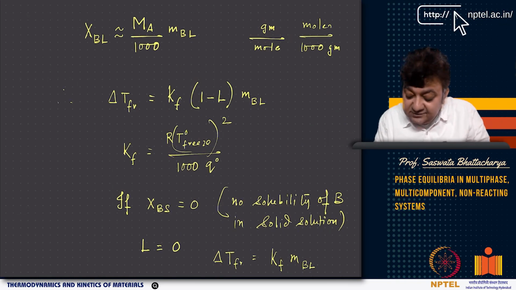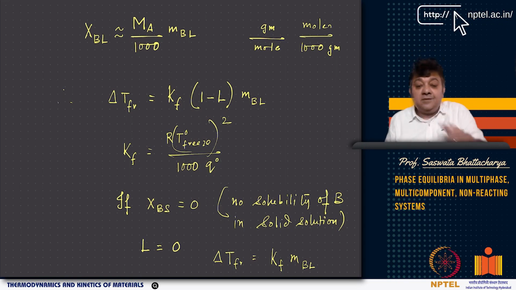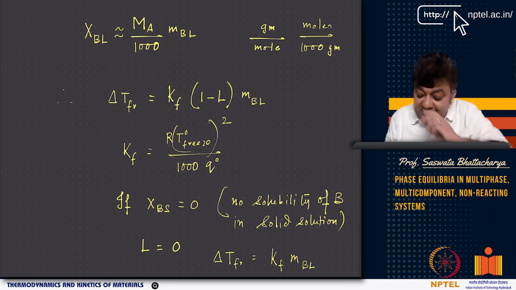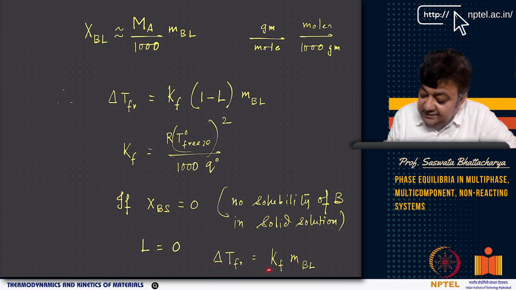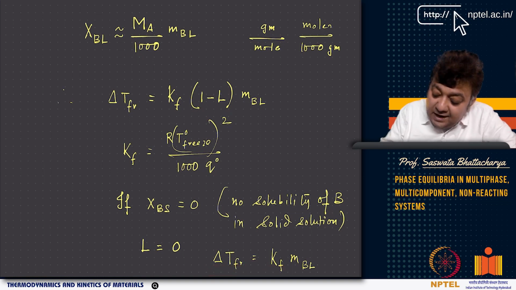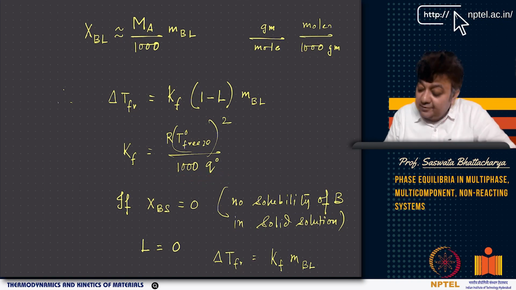Now if X_B^S equals 0, when does X_B^S go to 0? X_B^S goes to 0 when there is no solubility of B in the solution, right? By the way, when we try to construct the phase diagram, we are assuming no solubility of B in the solid. So in such a case, the ratio X_B^S by X_B^L will be equal to 0. In that case, delta T_FR, the change in freezing point, is nothing but this Kf, where Kf is R T0 freeze squared by 1000 Q naught, where Q naught is the specific heat of the pure solvent.